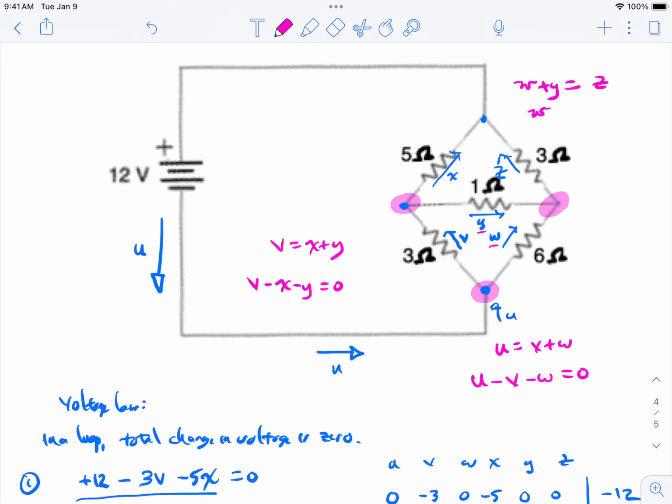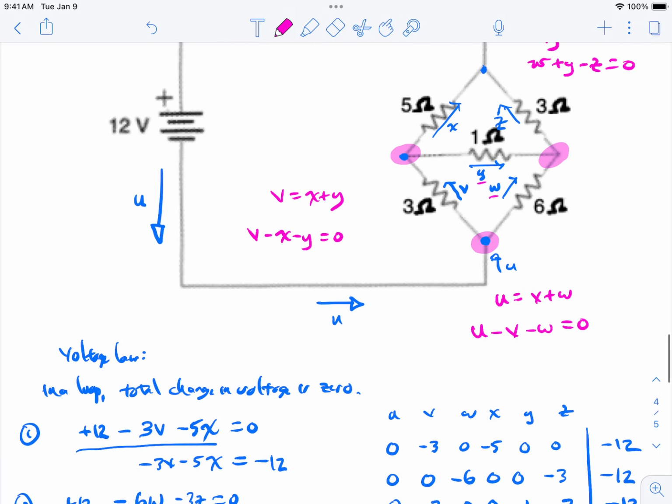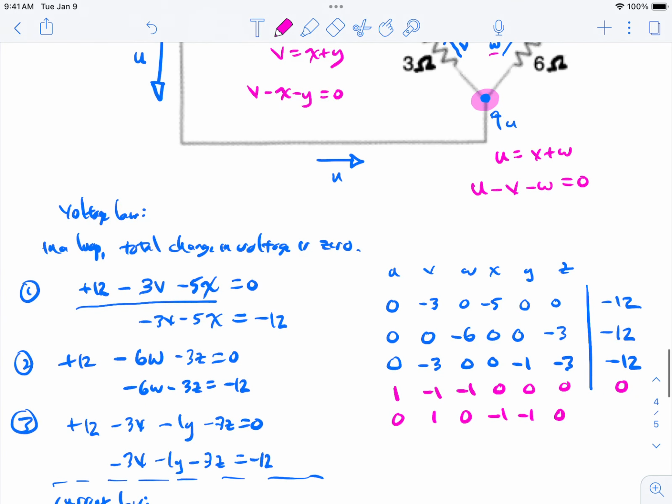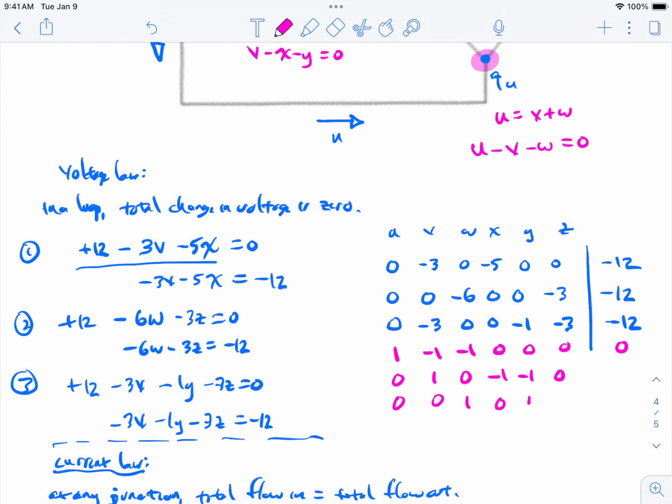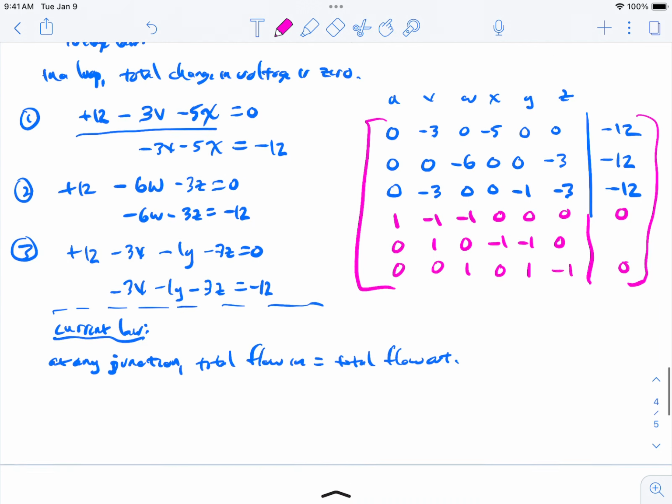Put all my variables to the left side and code that equation. W plus Y minus Z. No U, no V, 1W, no X. Plus 1Y minus 1Z equals 0. There is our 6 equations with 6 unknowns.